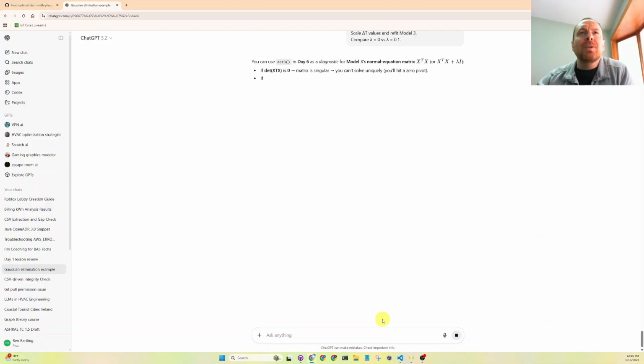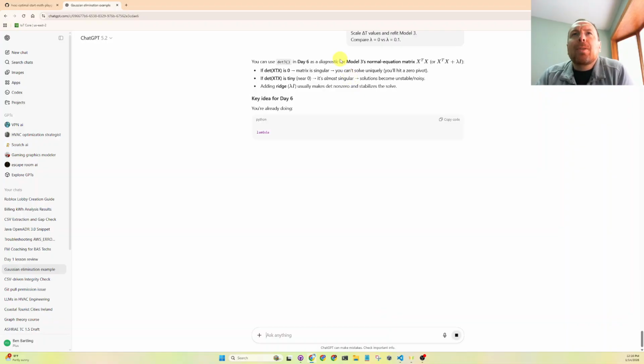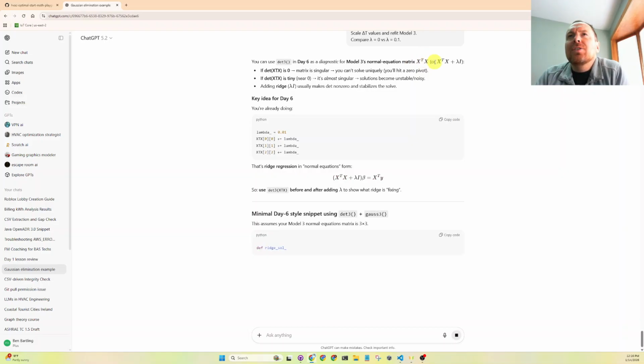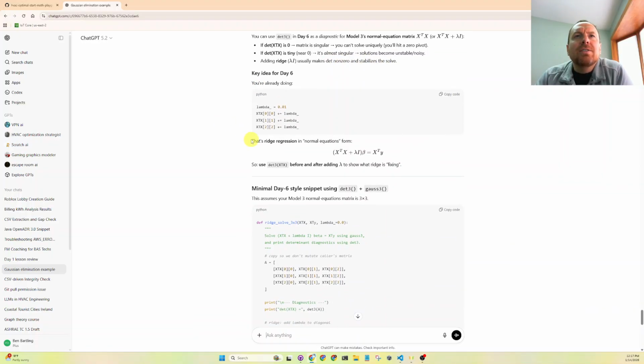You can use the determinant 3 in day 6 for the model's normal equation, matrix X transpose X, or X transpose X plus this new thing right here, the ridge. If X transpose X is 0, the matrix is singular, you can't solve uniquely. You'll hit a 0 pivot like we talked about yesterday. If X transpose X is tiny, almost singular, solutions become noisy and unstable. Adding the ridge makes the determinant non-zero and stable to solve. So that's ridge regression in normal equation form.